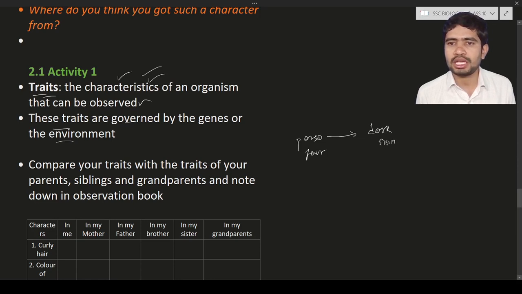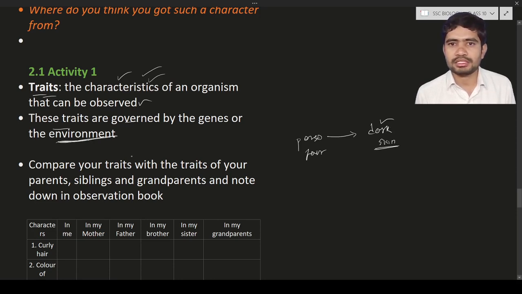Because there is more sunlight, his body needs protection from the sunlight. His body is going to produce melanin, a dark pigment, and as a result this person is going to turn dark. Why? Because the environment is making him turn into dark colored skin. So the environment is playing a major role in such a change. So dark colored skin is one of the traits.